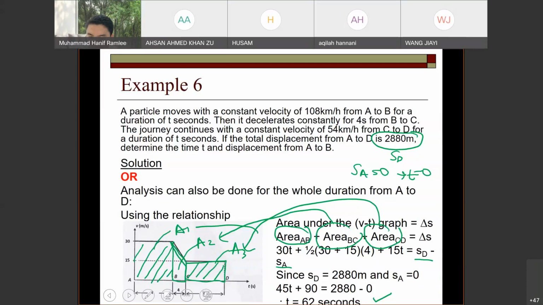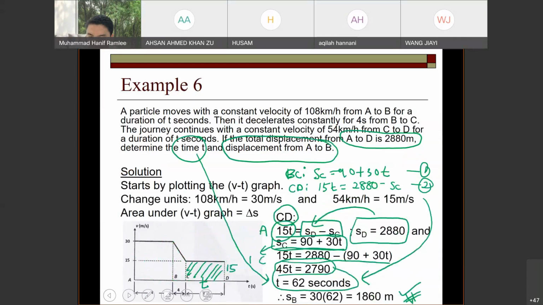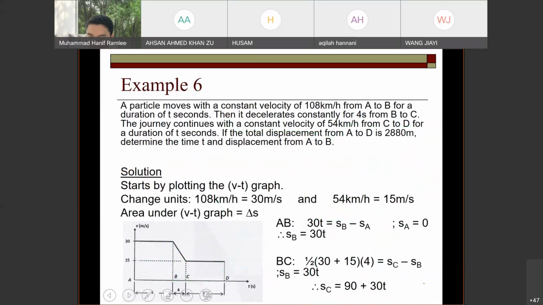So once you can get from A to B using this one, SB. So you have two methods in this case. Different case, different calculation.